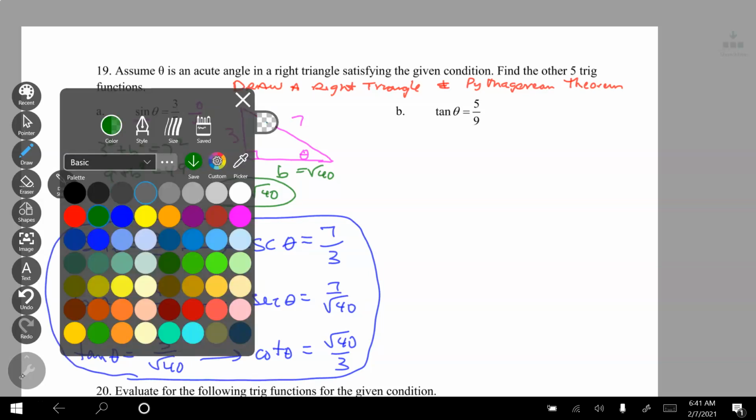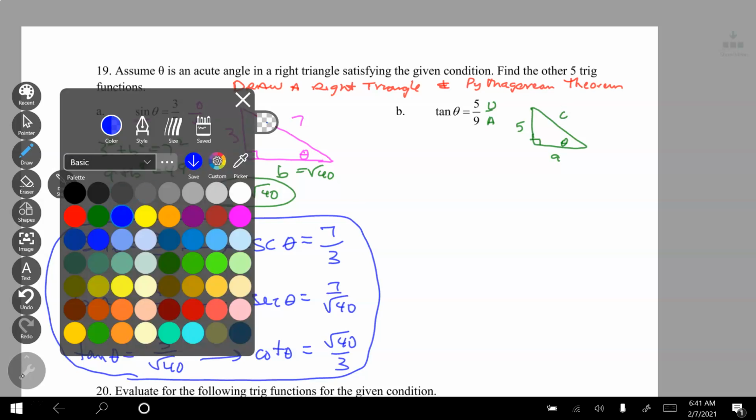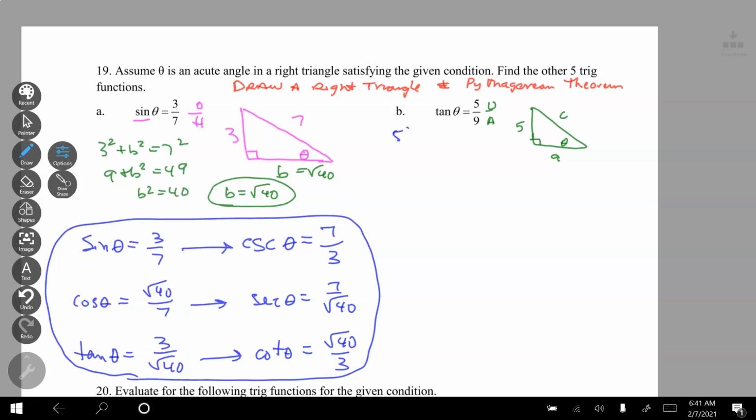Next problem, I'm going to draw my triangle. Here's my theta. Tangent is opposite over adjacent. So this is 5, this is 9. I do not know side C. So I'm going to do 5 squared plus 9 squared is equal to C squared. And I get 106 is equal to C squared, or C is equal to the square root of 106. Just leave it as a radical.